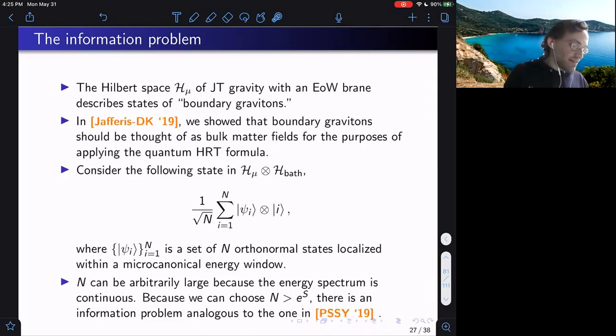So basically, instead of entangling many end-of-the-world brane states with the Bath, I'm just considering the case where there's one end-of-the-world brane state and I'm entangling boundary gravitons with the Bath. And I can take n to be as large as I want. So that's the problem.